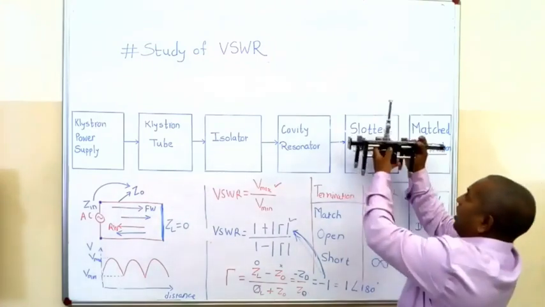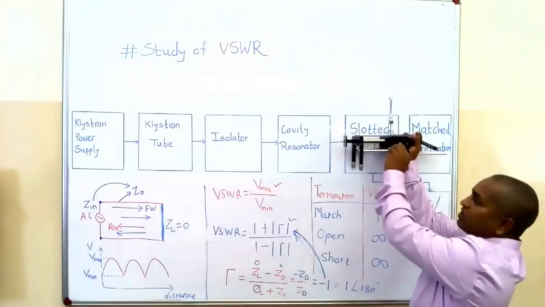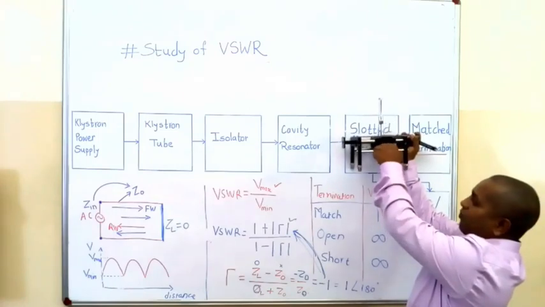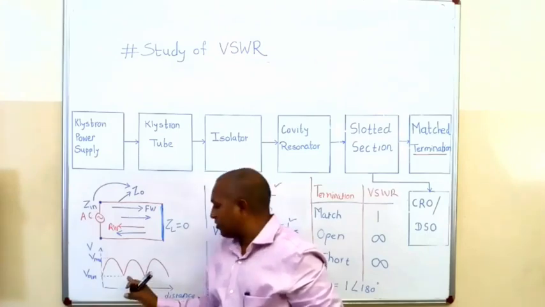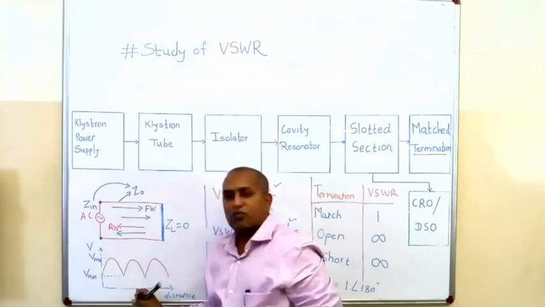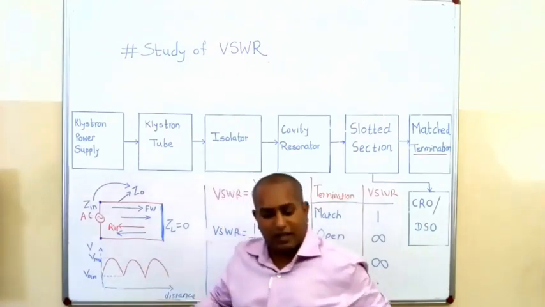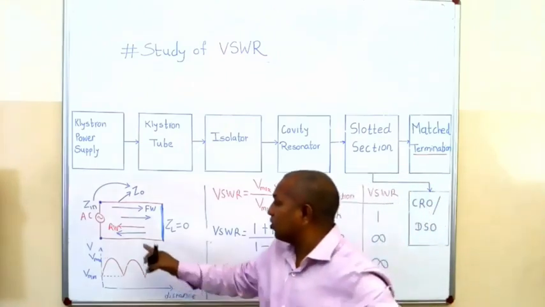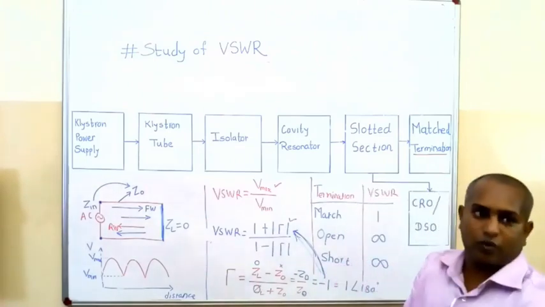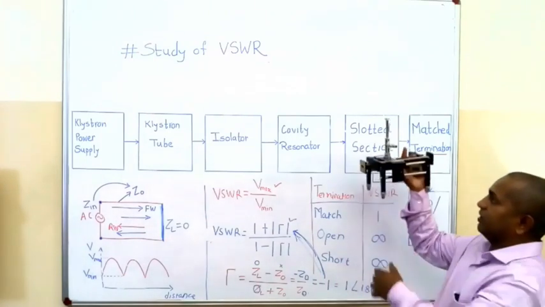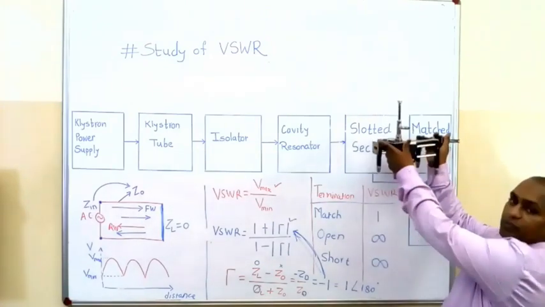Now our step is to vary your slotted line section from load side towards the input side. So obviously we will get this type of waveform. Sometimes you will get a Vmax, sometimes you will get a Vmin. And then we will measure the Vmax voltage and Vmin voltage with respect to your waveguide. So this is the first case, your termination was match termination.